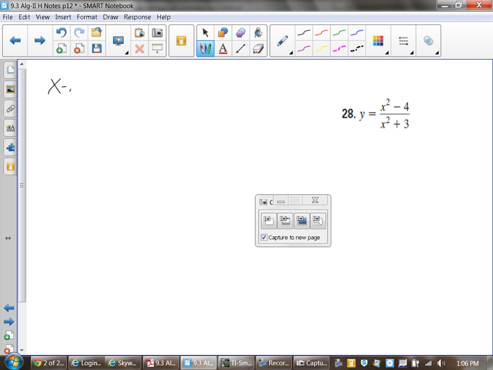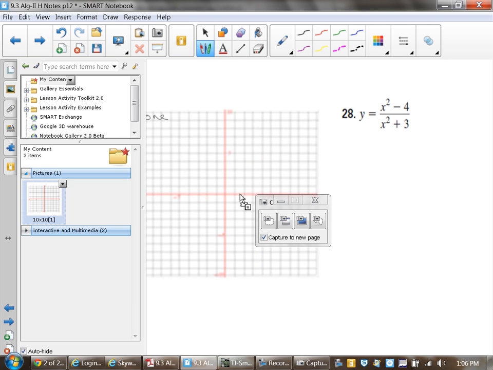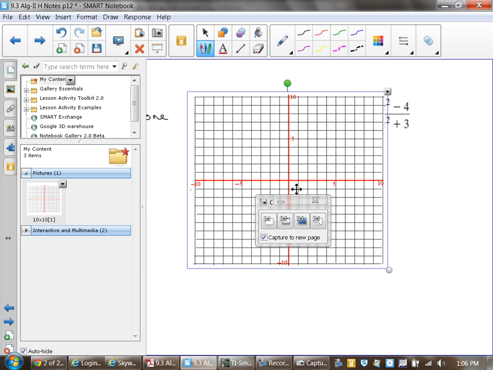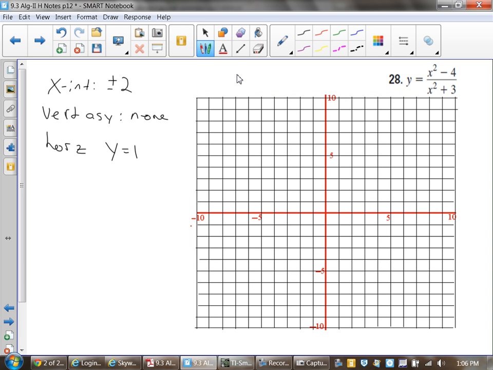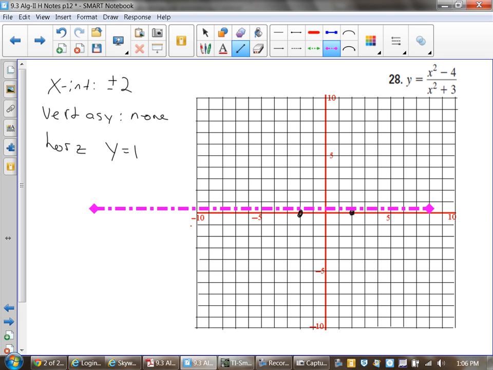Again, in this one here, our x-intercepts are what? Negative 2 and positive 2. Yep, plus or minus 2. Vertical asymptote? None, and the reason is? No reals again. Very good, no reals. And what about horizontal asymptote? Good. Again, when I go to here, x-intercepts plus or minus 2. Horizontal asymptote at 1.